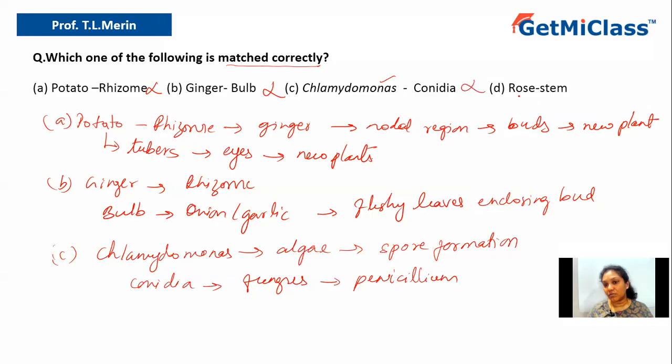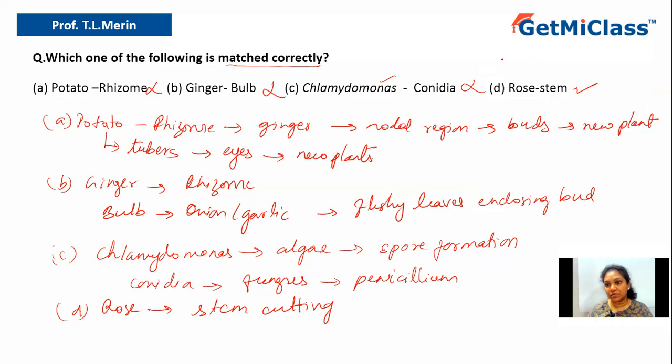What about option D? Option D is rose, stem. Rose, how do they reproduce? Of course, they have sexual reproduction by the fusion of gametes, but asexually, how do they reproduce? They reproduce by stem cutting, because these stems also have tiny buds which will give rise to a new plant. So option D is correctly matched. According to the question, which one of the following is correctly matched, it is option D.